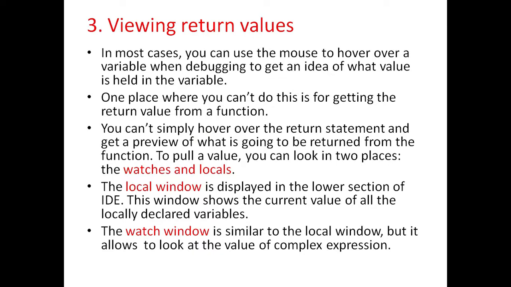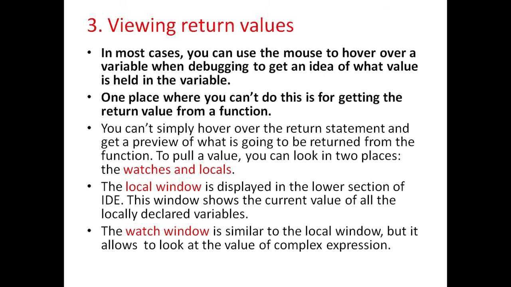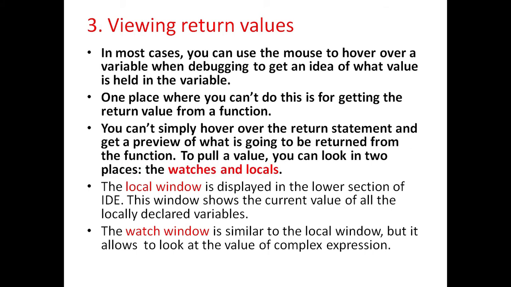Third is viewing the return value. In most cases, you can use the mouse to hover over a variable when debugging to get an idea what value is held in the variable. One place where you can't do this is for getting the return value from a function. You can't simply hover over a return statement and get a preview of what is going to be returned from the function. To see a value, you can look in two places, the watch window and the local window.